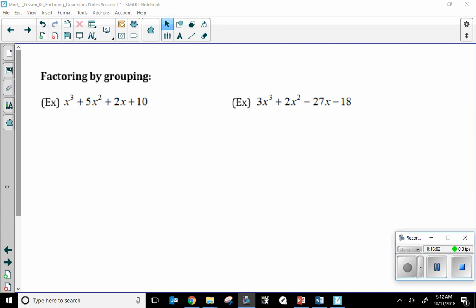Factoring by grouping. This is such an easy thing to do if you know what you're doing. I guess you can say that about a lot of things. If you know what you're doing, it's easy.